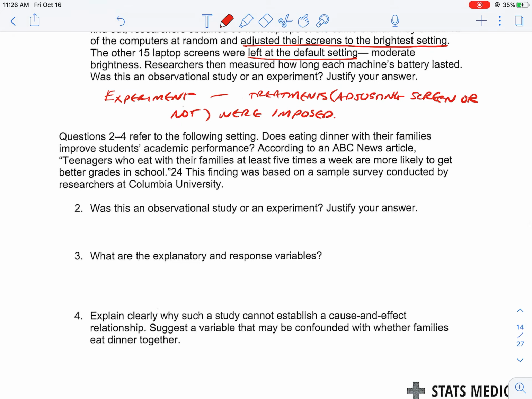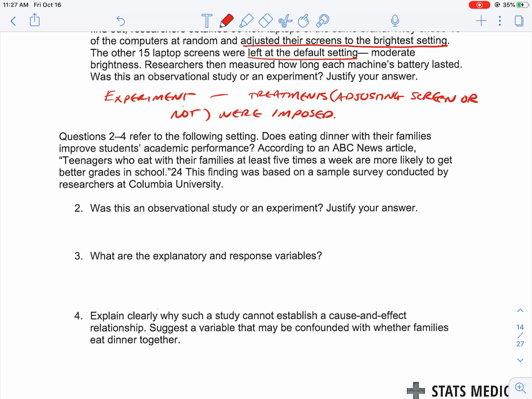Questions 2 through 4 refer to the following setting. Does eating dinner with families improve students' academic performance? According to an ABC News article, teenagers who eat with their families at least 5 times a week are more likely to get better grades in school. This finding was based on a sample survey conducted by researchers at Columbia University.